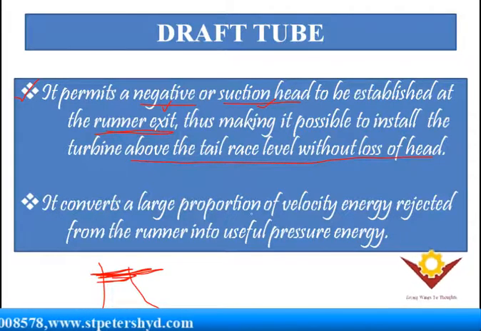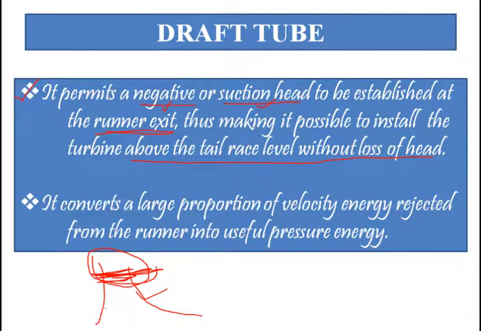So if you use this draft tube, you can place your runner exit above the tail race. For example, this is the level of your tail race, then you can mount your turbine above the tail race, which is like H. We saw this in the head and efficiency introduction part. And this is the head above which you are going to place your runner exit. By placing it here, there are no losses in the turbine by using your draft tube.